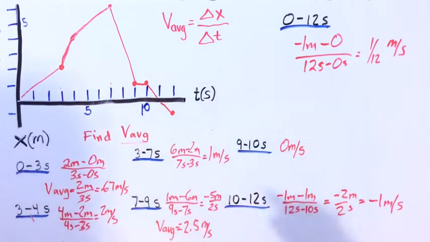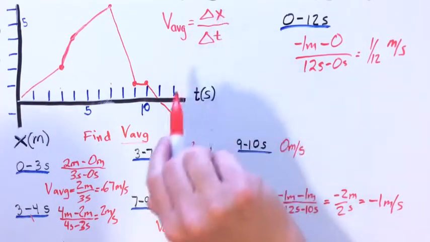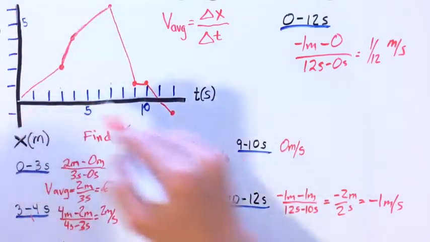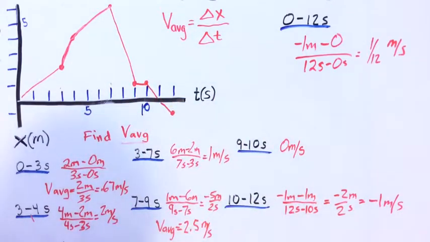So that's what we do here with this graph. It's how we find the average velocity. Remember this formula. It's the change in the displacement divided by the change in time. And that's done by, we were given this graph of how this object is moving through space.